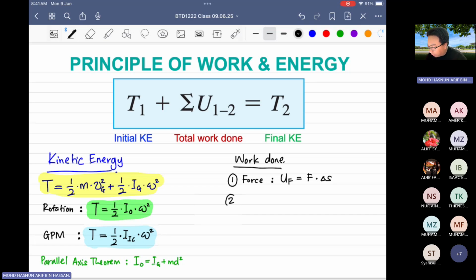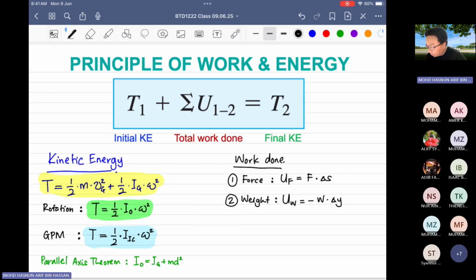The second one, we have the work done by the weight. The work done by the weight only happens when there is a change of height. So if the object is moving from bottom going up or from top going to bottom, then you have work done by the weight, which is given by UW equal to negative W times delta Y. Delta Y is similar to delta S, but delta Y is in the Y axis.